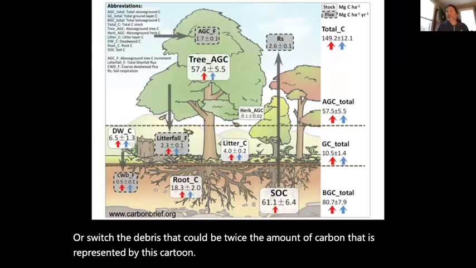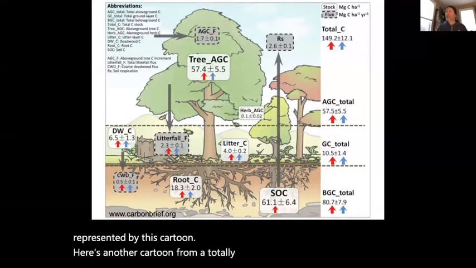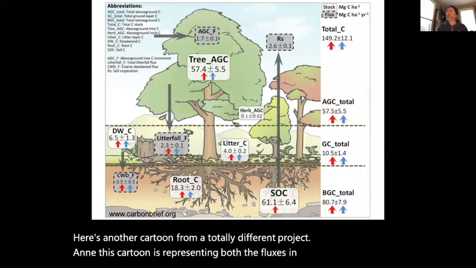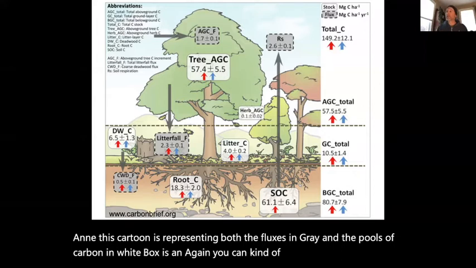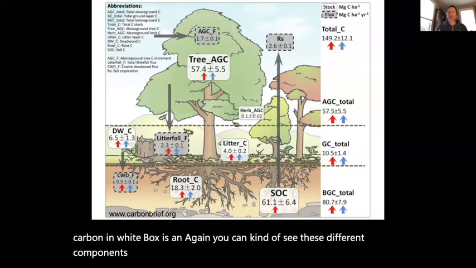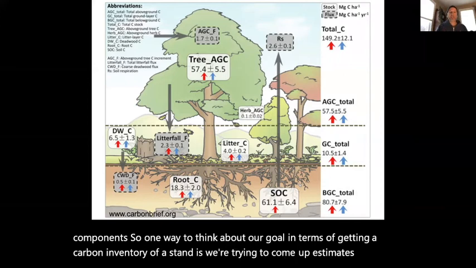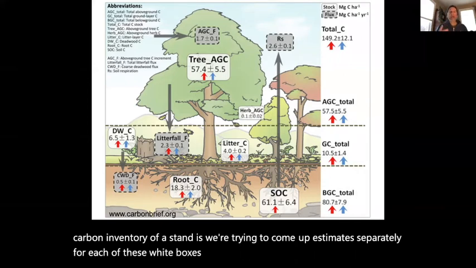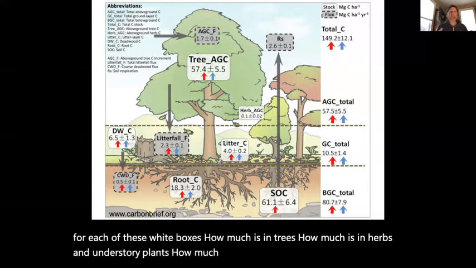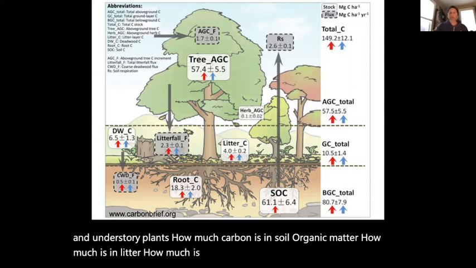Here's another cartoon from a totally different project. And this cartoon is representing both the fluxes in gray and the pools of carbon in white boxes. And again, you can kind of see these different components. So one way to think about our goal in terms of getting a carbon inventory of a stand is we're trying to come up with estimates separately for each of these white boxes. How much is in trees, how much is in herbs and understory plants, how much carbon is in soil organic matter, how much is in litter, how much is in down wood, etc.